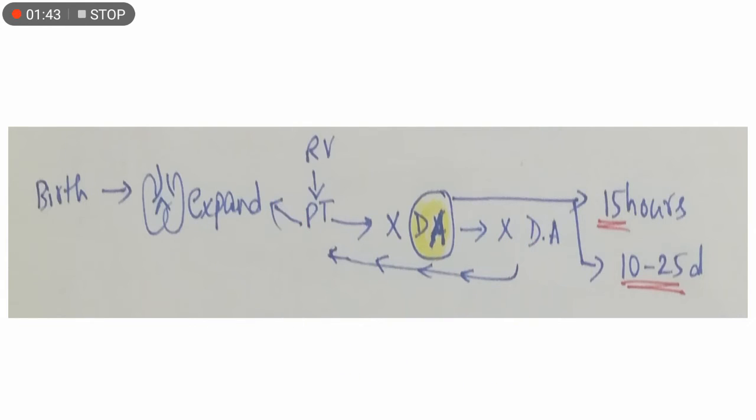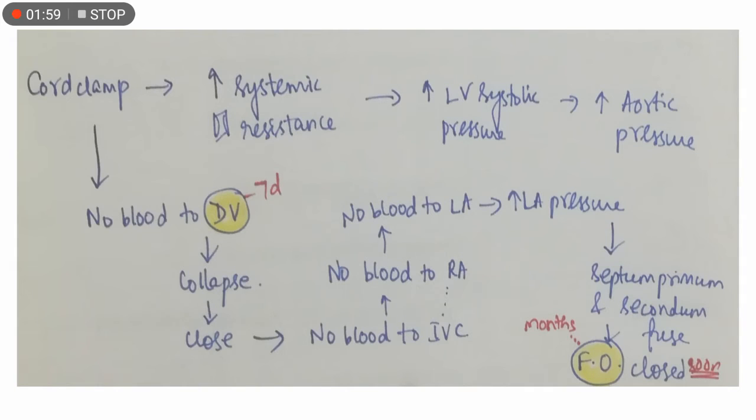What happens after that is that this ductus arteriosus is going to close in approximately 15 hours, and this is called the physiological closure. Anatomically, it will close at around 15 days, which is 10 to 25 days.